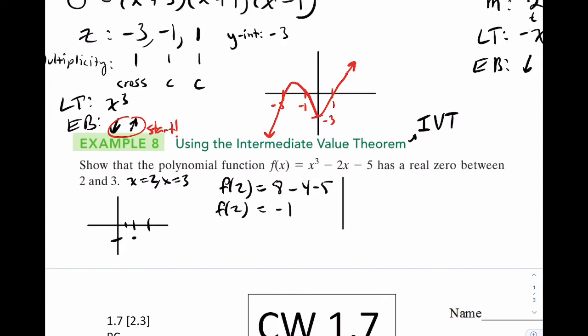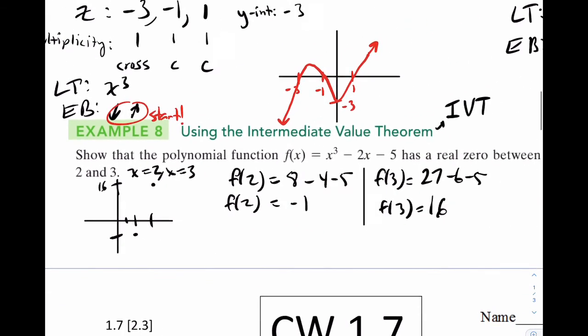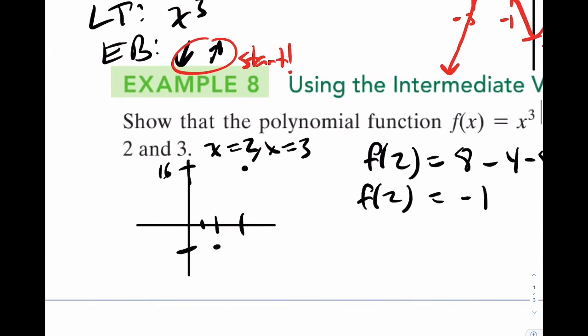Now we're going to plug in 3. f of 3, that'd be 27 minus 6 minus 5. So f of 3 must be 16. So 16 is somewhere pretty high up. We're going to say it's up here somewhere. 1 dot. What we're saying is we're trying to show that there's a real 0 that happens in this region here. So you can imagine a dotted line right here between 2 and 3.